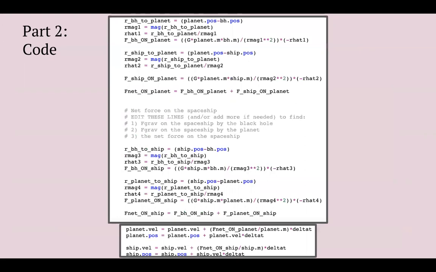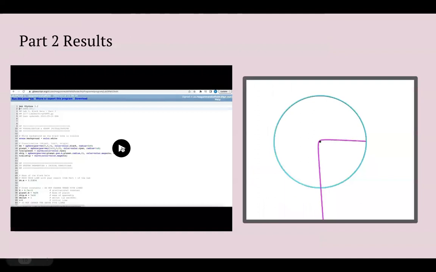Within a while loop, I found the force of gravity on the planet by the black hole and the force of gravity on the planet by the spaceship by using the force of gravity equation. I then added these two forces together to find the net force on the planet. I repeated these steps to find the force of gravity on the spaceship by the black hole, the force of gravity on the spaceship by the planet, and the net force on the spaceship. I then used Newton's second law and the position update formula to update the position and velocity of the planet and the ship. Here is a video of the code in action.